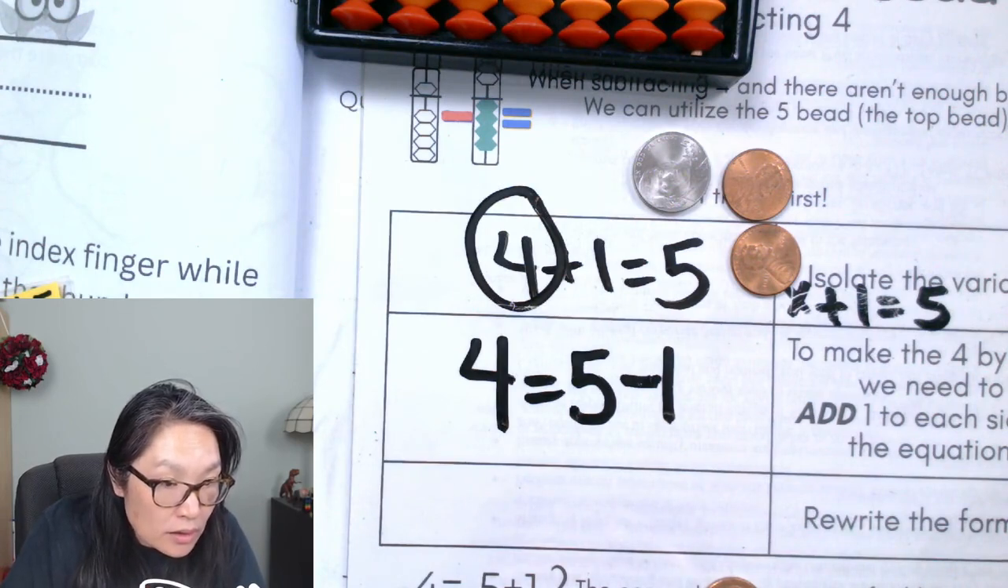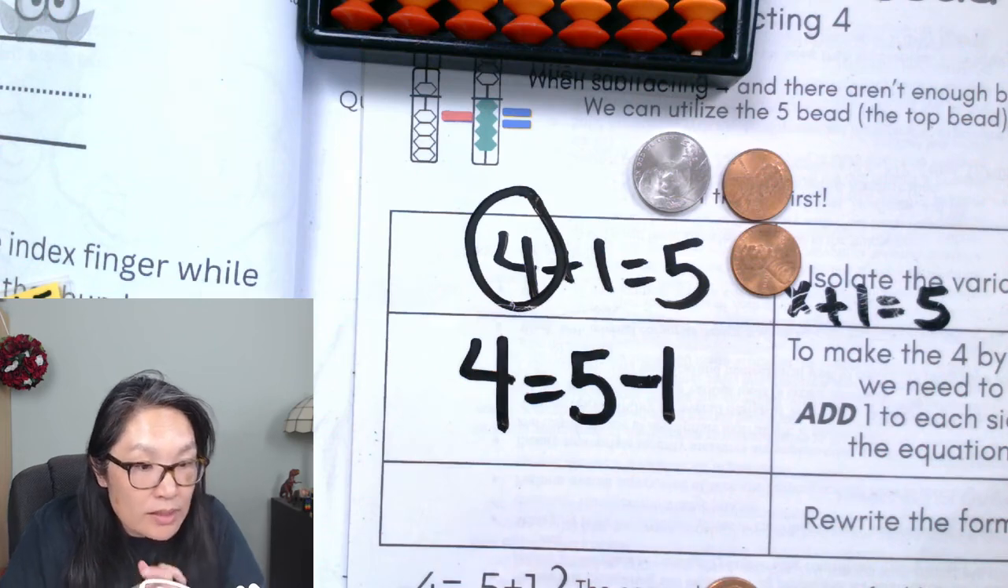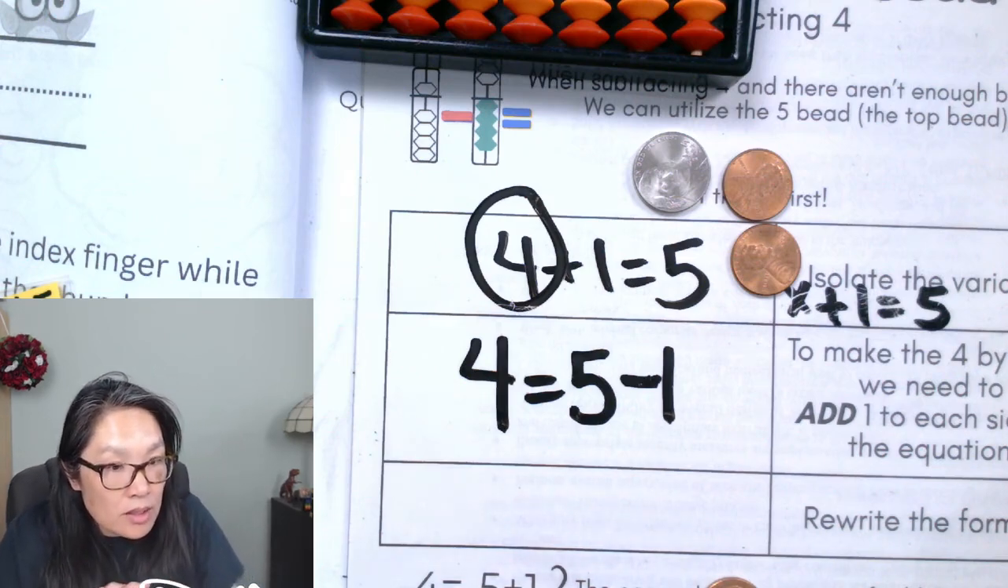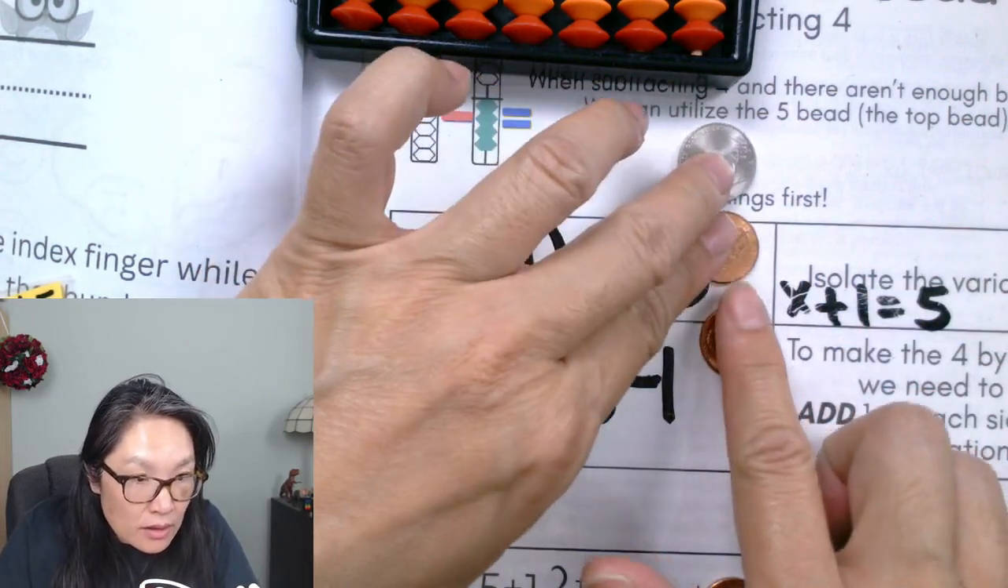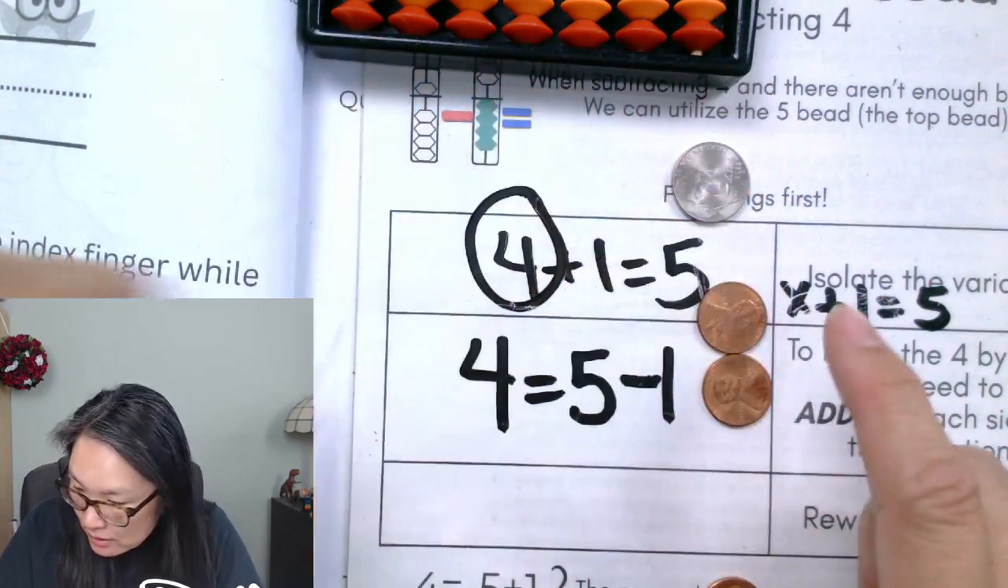I don't know what that means, Mimi. Sorry. Oh, a nickel is 5 cents?